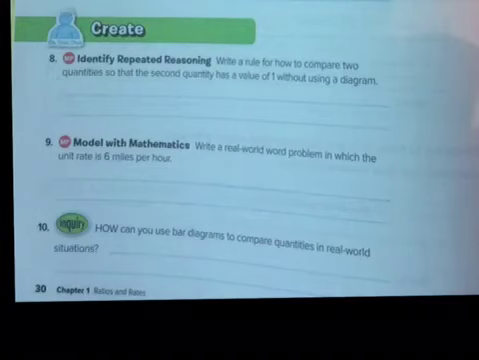Alright, question 8. Identify repeated reasoning. Write a rule of how to compare 2 quantities so that the second quantity has a value of 1 without using the diagram. What they're saying here is, how do we bring something down to a unit rate? Well, let's make this small, put it to the side, and let's work here to give you an example.